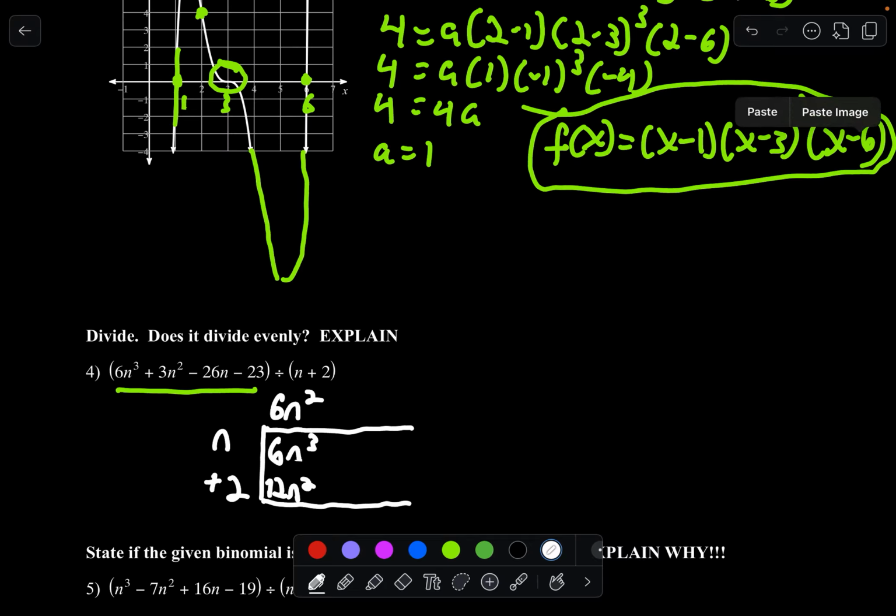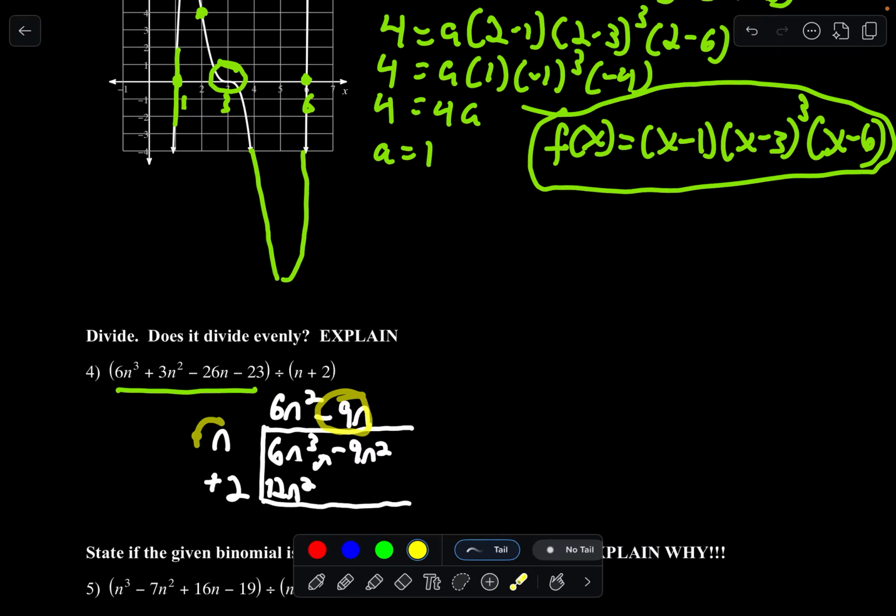So what needs to be up here? Remember, those two have to add to give you 3n squared. So if that's 12n squared, this has to be a negative 9n squared, because negative 9n squared plus 12n squared does give you 3n squared. So this will be negative 9n, because negative 9n times n gives you negative 9n squared. Down here will be, just multiply 2 times negative 9, is negative 18n.